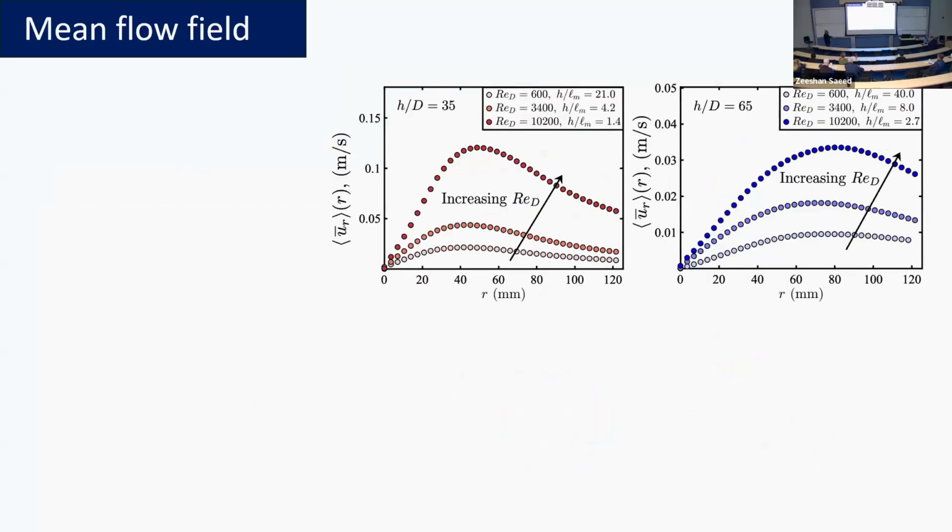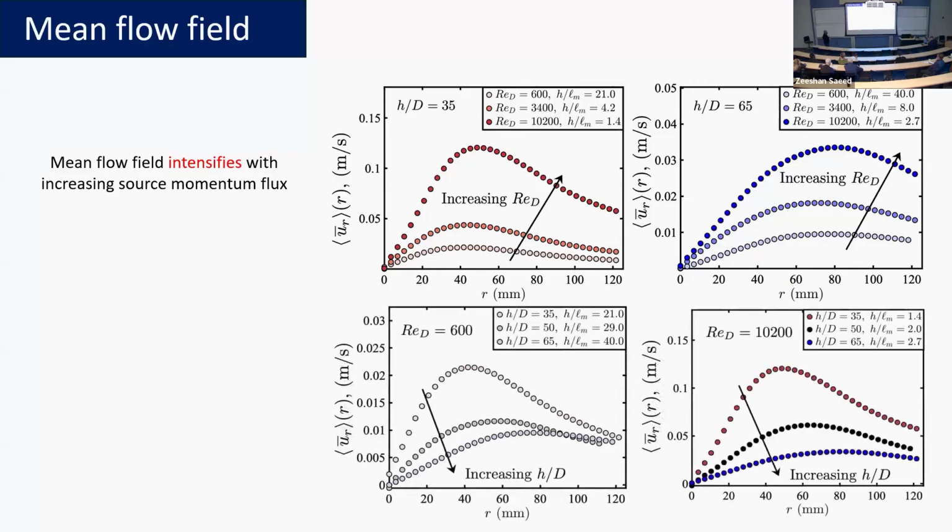For the mean flow field, what I have is the mean velocities at first. So you can see that the mean flow field is getting intensified if I'm increasing the source momentum flux or the source velocity. The profiles are getting sharper, and this is consistent across different heights.